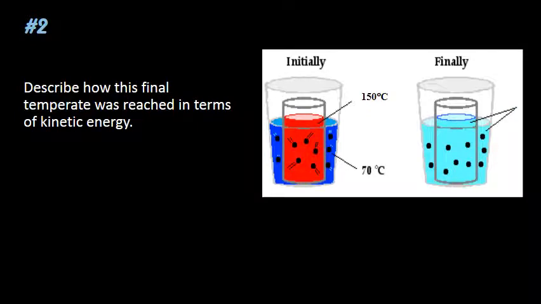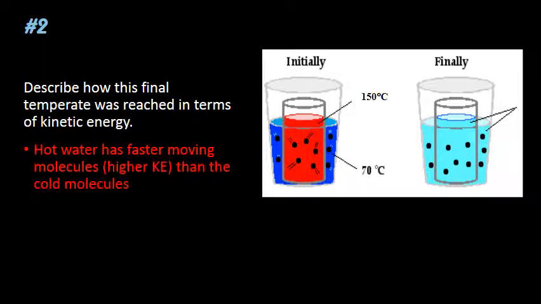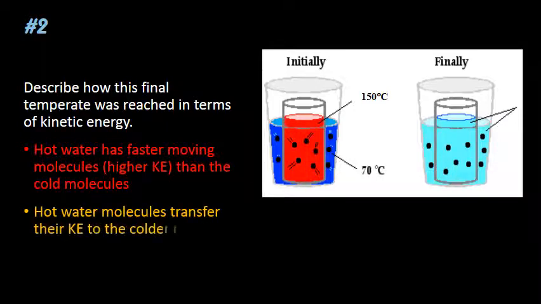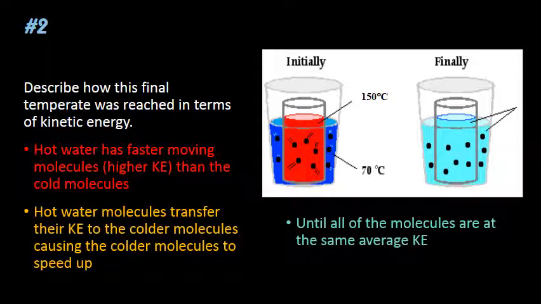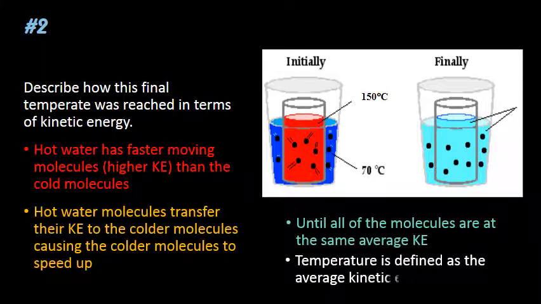Remember, kinetic energy is another way we define temperature. Temperature is the average kinetic energy. So first off, hot water has faster moving molecules, or higher kinetic energy, than the container with the cold molecules. The hot water molecules are able to transfer their kinetic energy to the colder molecules, causing the colder molecules to speed up. This transfer will continue until all of the molecules are at the same average kinetic energy, which is the definition of temperature.